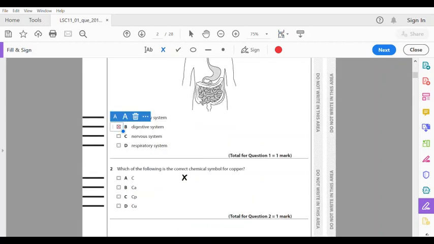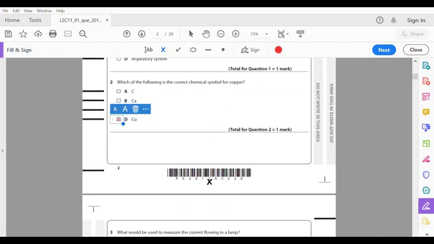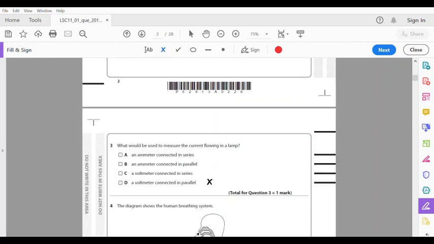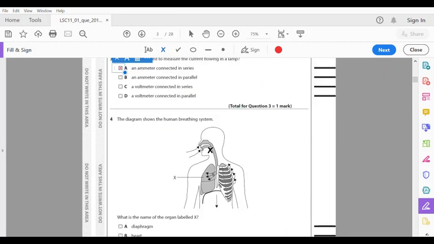Next one, which of the following is the correct chemical symbol of copper? So it's Cu, copper. Next one, what would be used to measure the current flow in a lamp? Current flow will be measured by using an ammeter, and it should be connected in series.